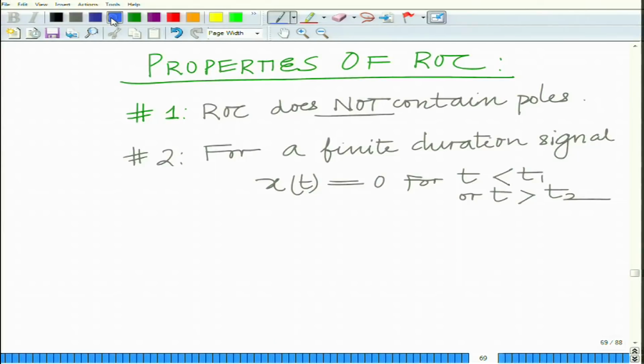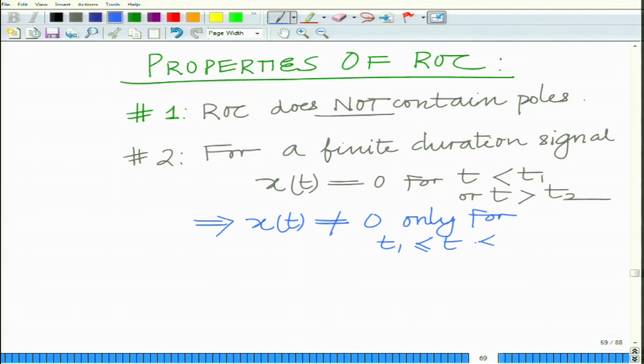Okay, so this is a finite duration signal, which implies x(t) is not equal to 0 only for t1 less than or equal to t less than or equal to t2. The ROC equals the entire S plane.